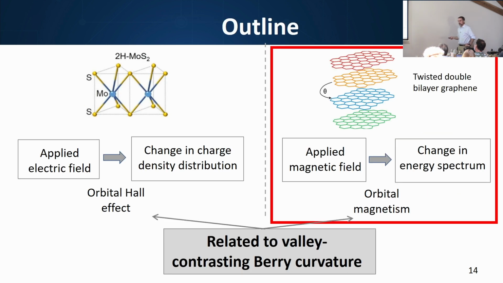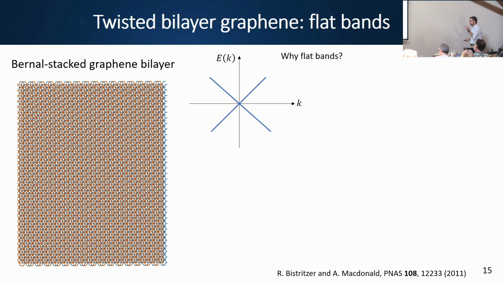So now I'm going to switch gears and talk about a different system, twisted double bilayer graphene. This is a little bit different from the other types of systems we've heard about in the conference, so I'll give a little bit of background. So let's start with twisted bilayer graphene. And I'm sure you've heard all the interest in this material system, that it has flat bands and interactions are very important. One thing you can do is ask, why are the bands flat?